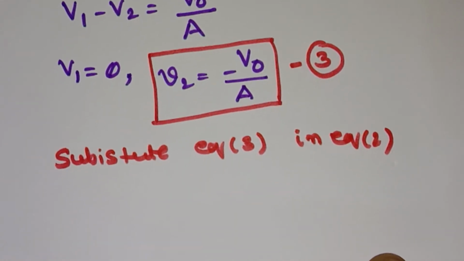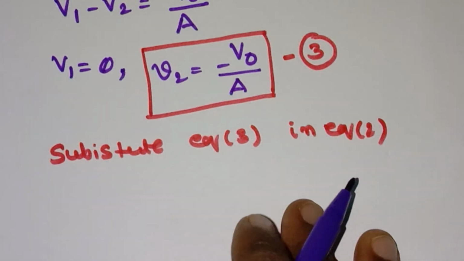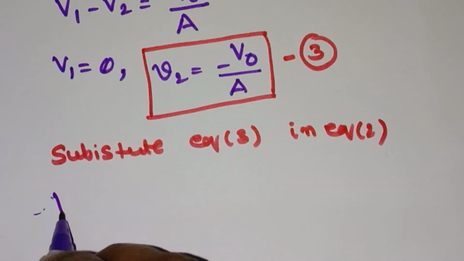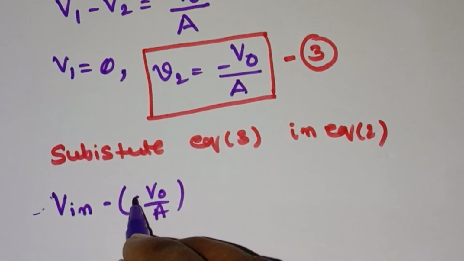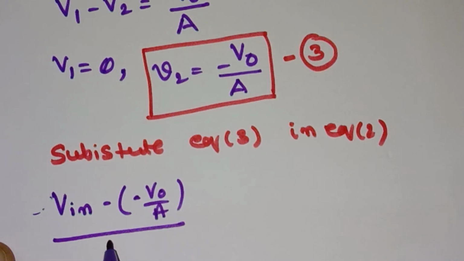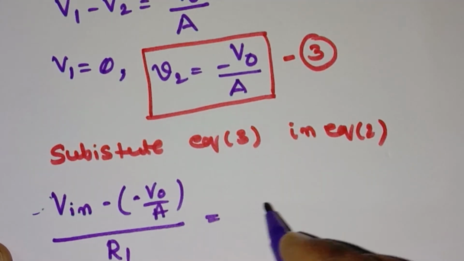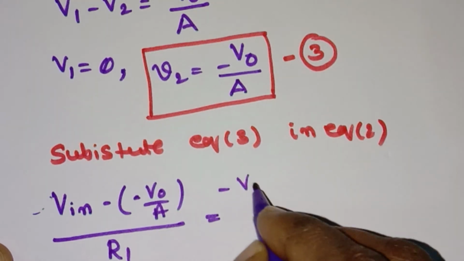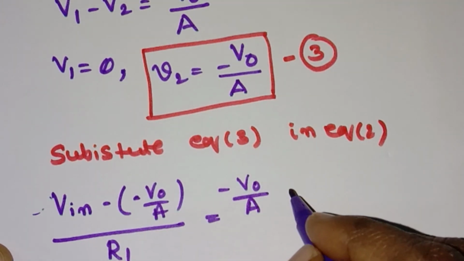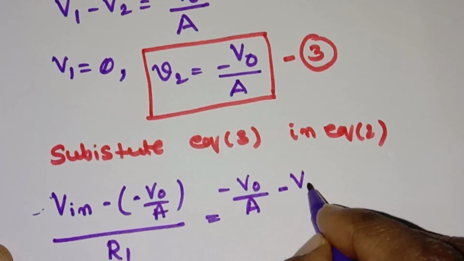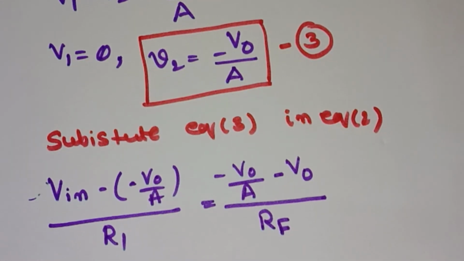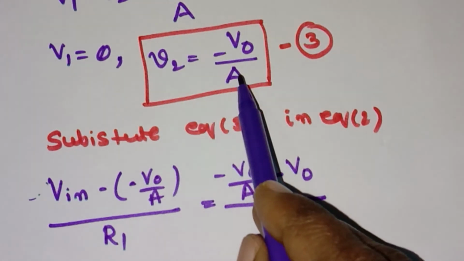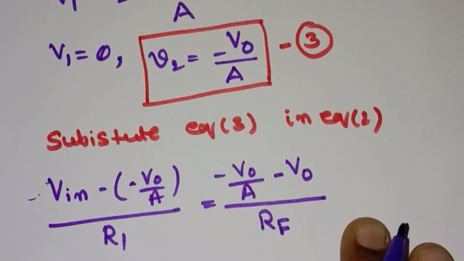What you will get is V in minus of V out divided by A, whole divided by R1, is equal to minus of V out by A minus of V out, whole divided by RF. What I did is substitute this V2 value in equation number 2.